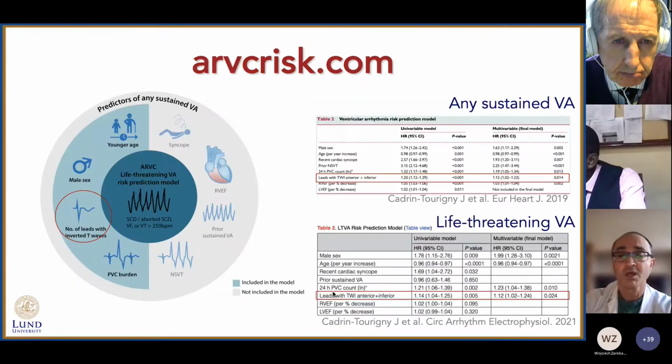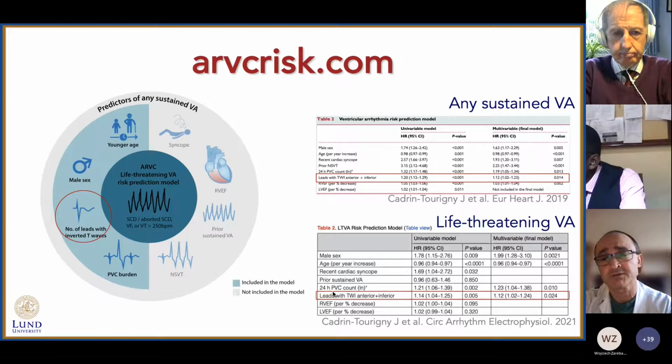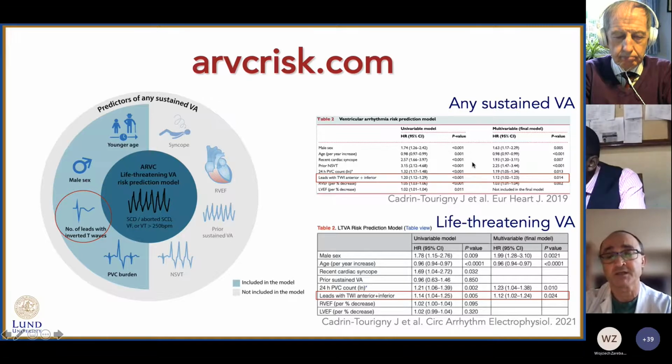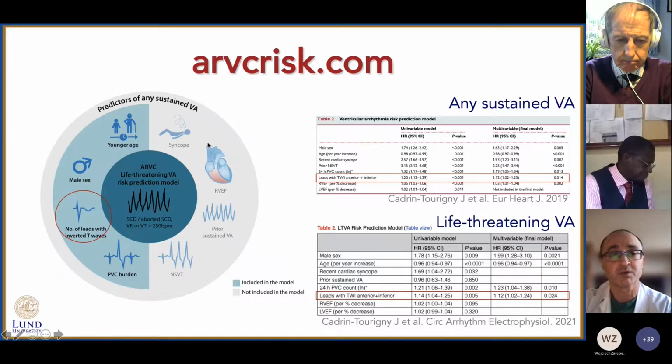So there was an initiative undertaken by the international consortium, with Julia and Catherine Turrini taking the initiative in putting together the risk calculator for ARVC. The cohort behind this risk calculator is about 800 patients altogether from different countries in Europe, Canada, and the United States, who were assessed with regard to the risk of any sustained ventricular arrhythmias or life-threatening ventricular arrhythmias. And this diagram represents those different factors associated with either sustained VA, or, on the left side, life-threatening ventricular arrhythmias with a short cycle length.